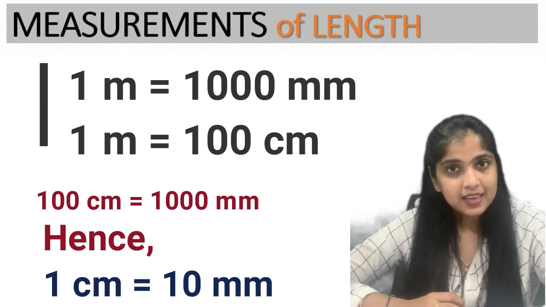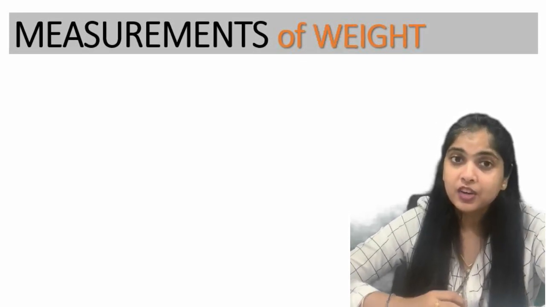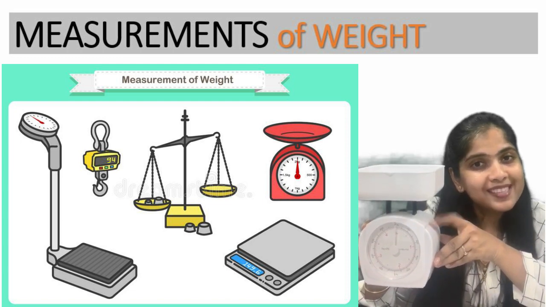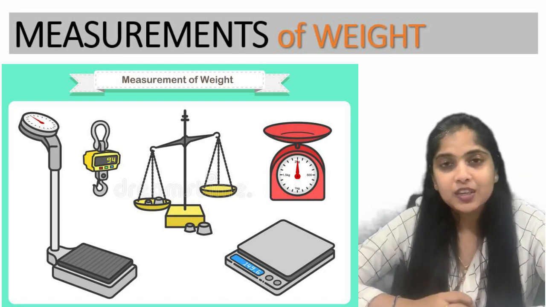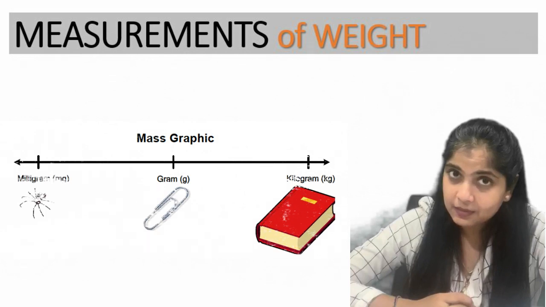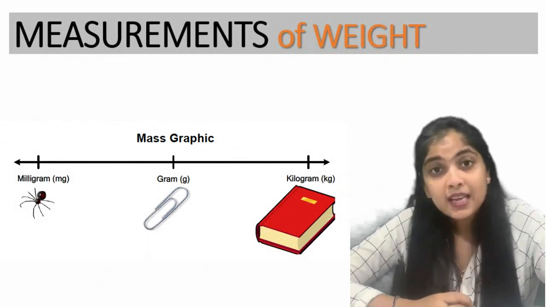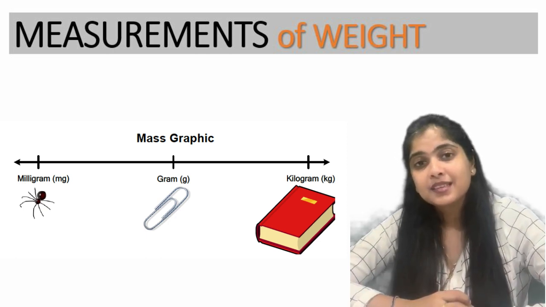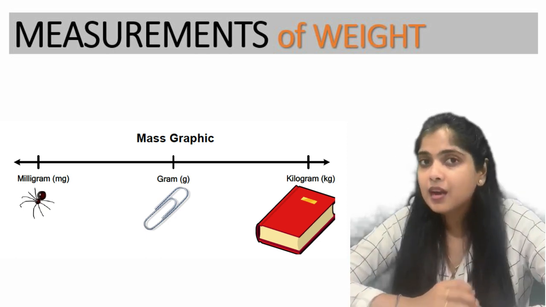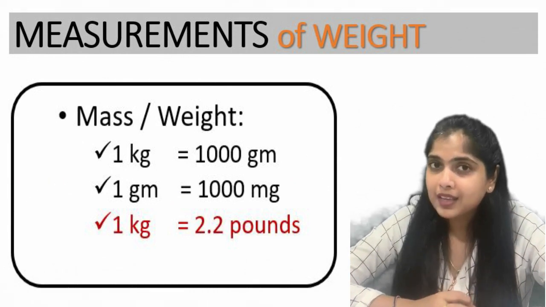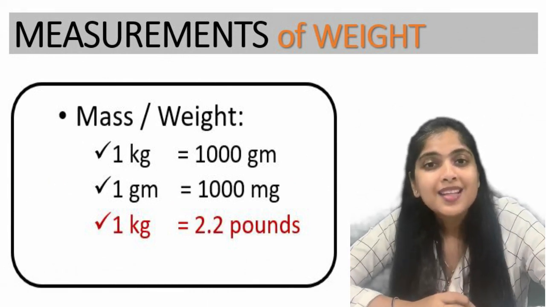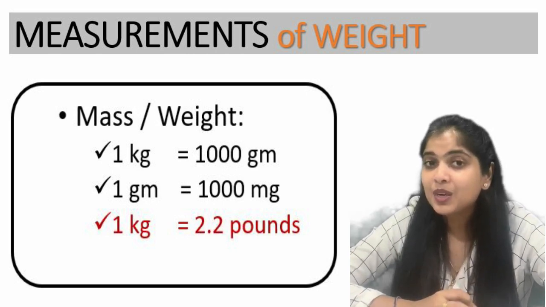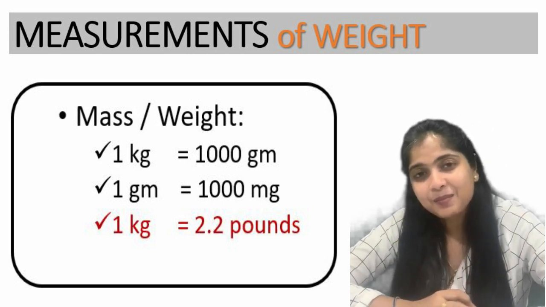Now the next thing that we want to measure is measuring of weights, for which we use a weighing scale. Now weights are measured in terms of milligrams, which is the smallest unit, grams, which is the standard unit, and kilograms. Now kilogram is the largest of the three, and 1 kilogram is equal to 1000 grams. And 1 gram is equal to 1000 milligrams.